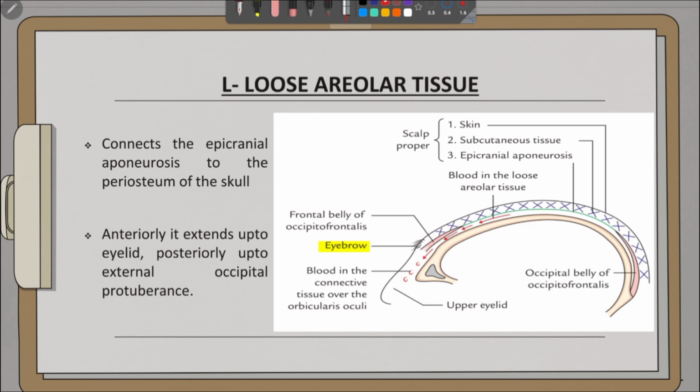And above this layer, this is known as scalp proper. So these three layers, skin, dense connective tissue, and the Galea Aponeurotica, work as a single unit. And this is known as the surgical layer of the scalp. So there is a potential gap present in this.